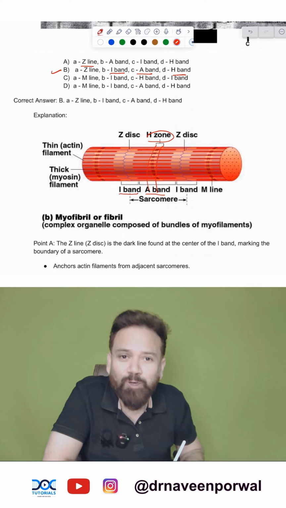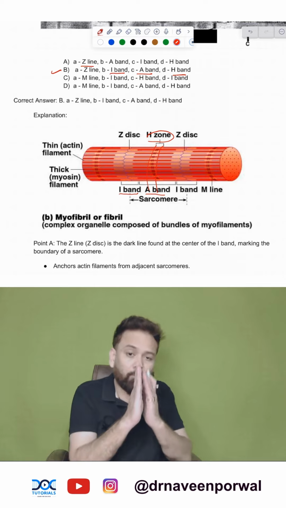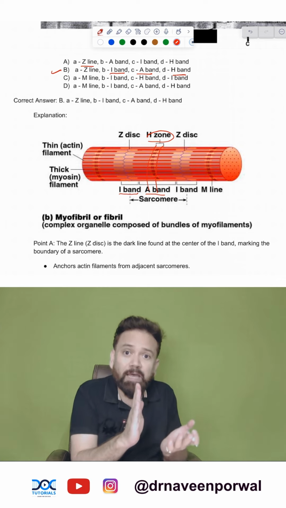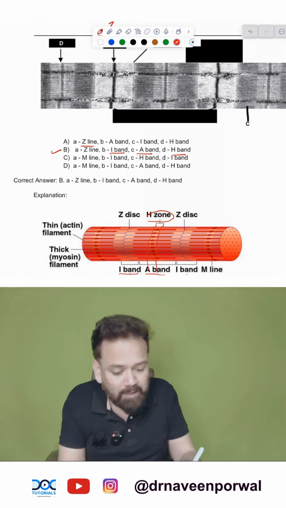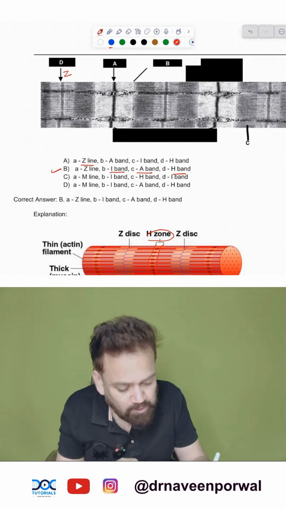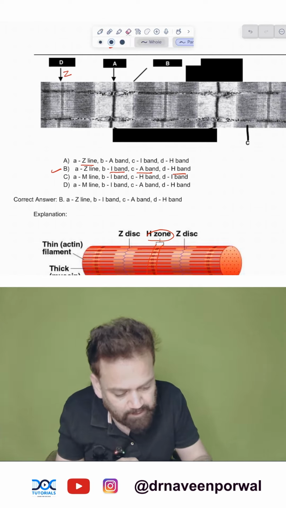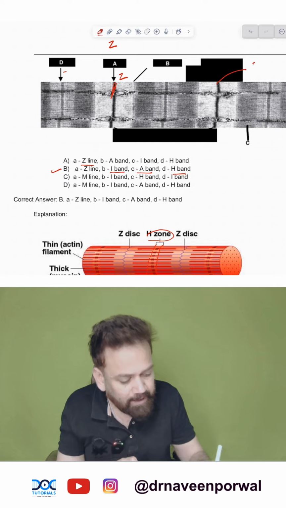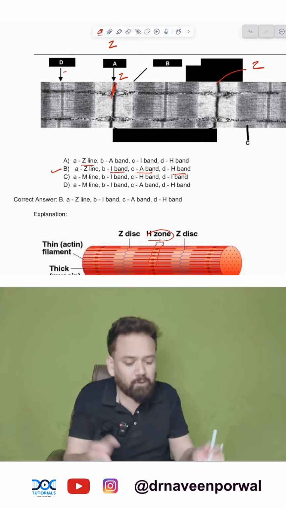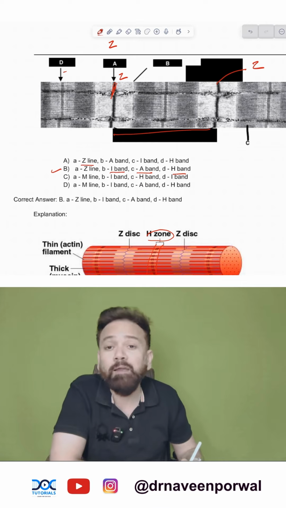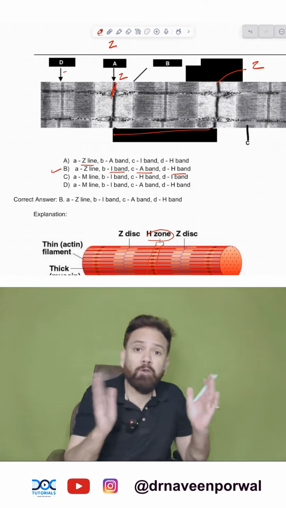H zone. So on both sides of the Z line we have what? Actin or myosin? Actin. So they are light. If you see the middle of the light zone, it is always Z line. It is not the dark, it is the middle of the light zone that is always Z line. And Z line to Z line is one sarcomere. You can see from here to here can be one sarcomere. So between two Z lines we have one sarcomere.